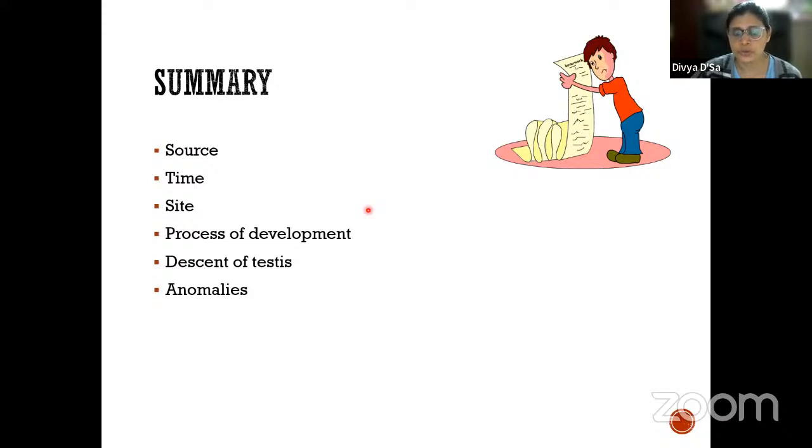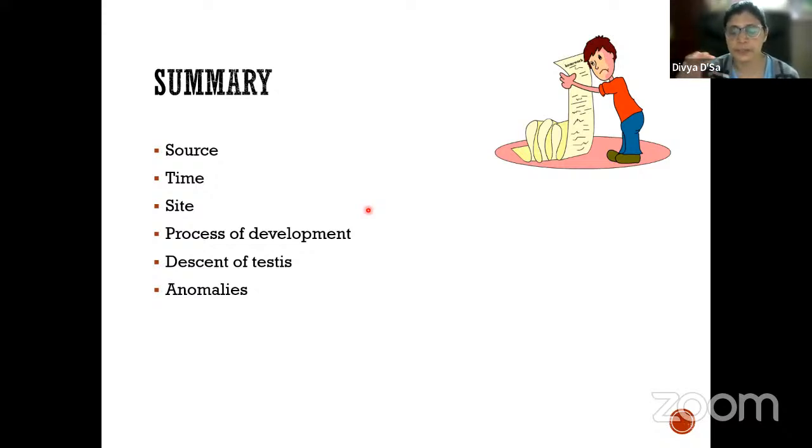So, what are the sources now? Development of the testes, how are you going to talk about it? The gonads develop from three sources: one is the coelomic epithelium, the genital ridge, as well as the primordial germ cells. So you should talk about the indifferent stage, the indefinite stage and the definite stage.